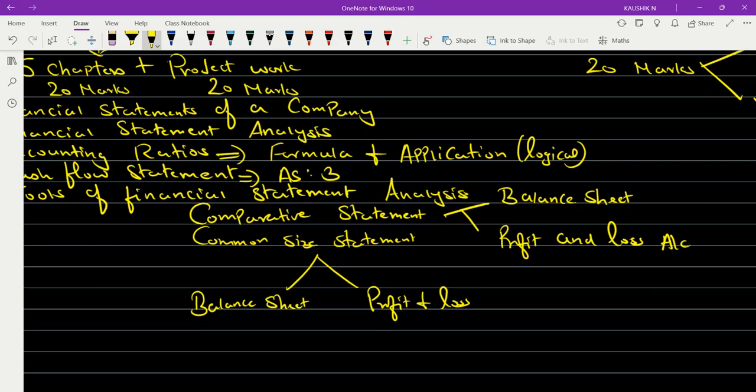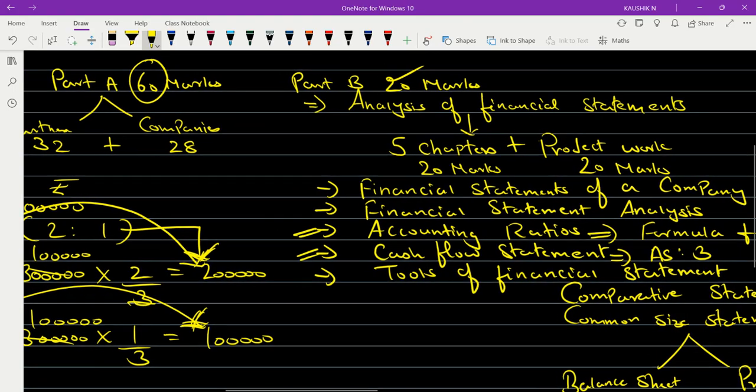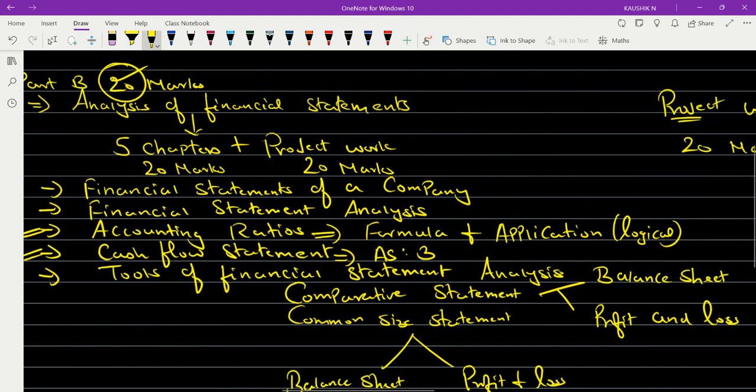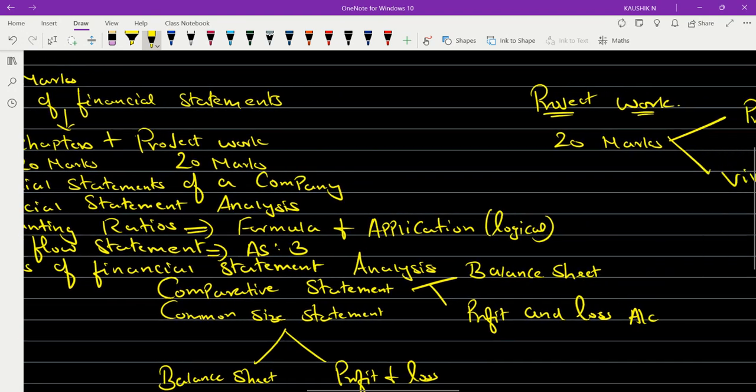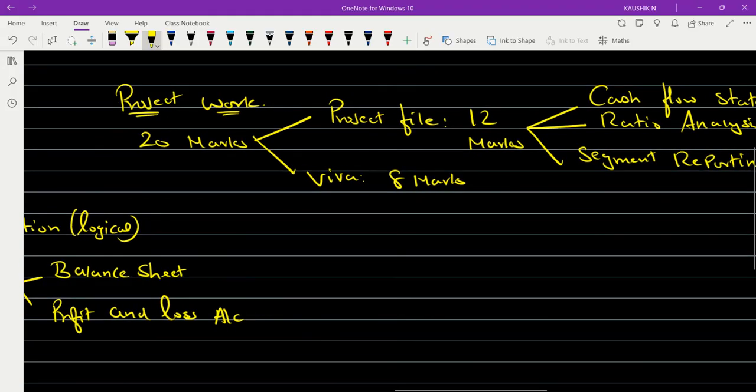So these 5 chapters put together carry a weightage of 20 marks in part B. If you can see, part A is for 60 marks, part B will be for 20 marks. So 60 plus 20 will give you 80. And as I said, the remaining 20 marks will be for your project, that is the practical. Here comes how the split up will be.